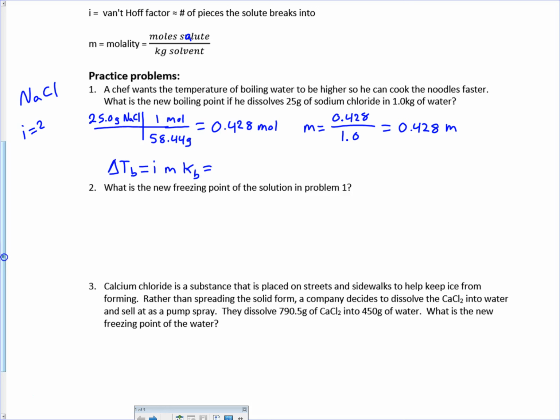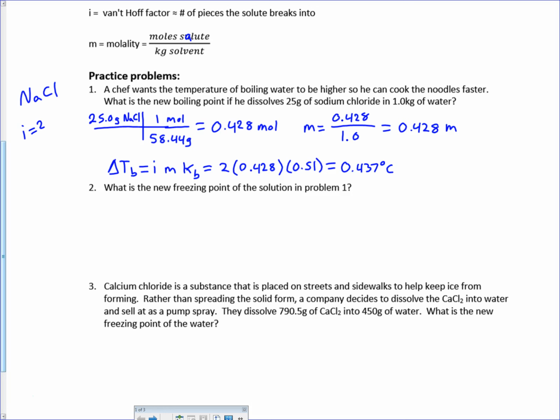All right, so now we'll multiply them. That's 2, the molality is 0.428, and then the constant there is 0.51, and this is for water. So every time you're using water as your solvent, that's what it will be. You go through, you get 0.437 degrees Celsius. Now this isn't your final answer. This is just telling you how much the boiling point is going to change.